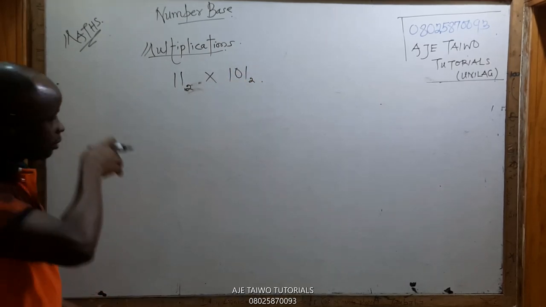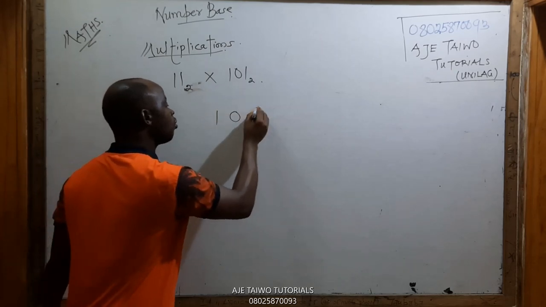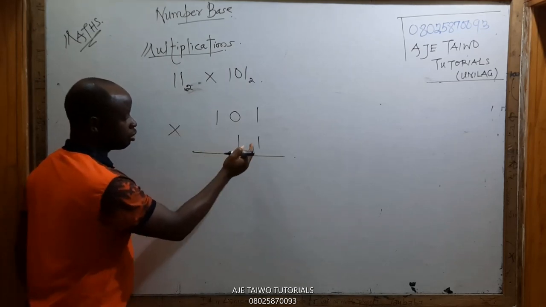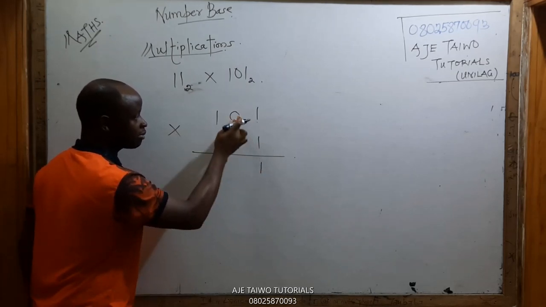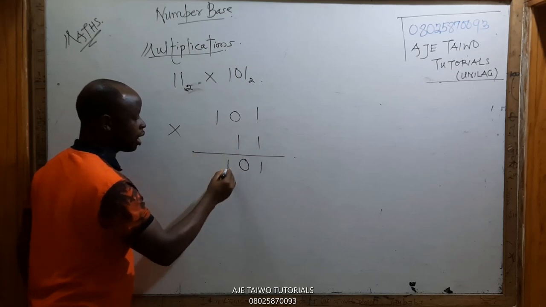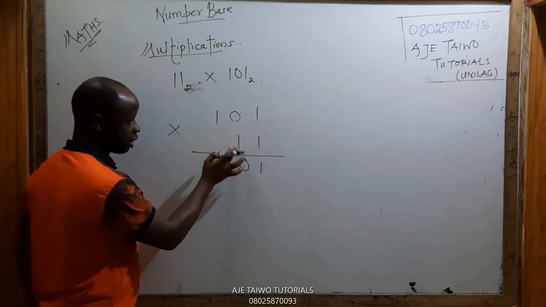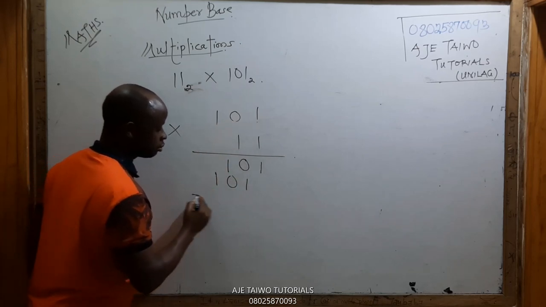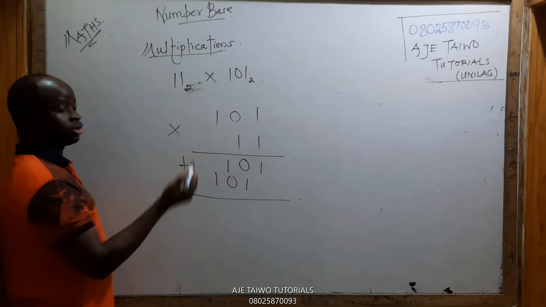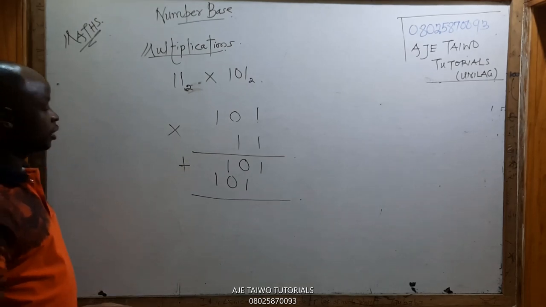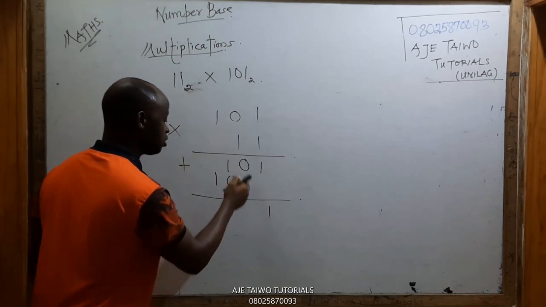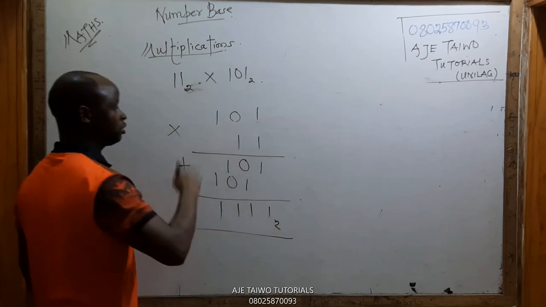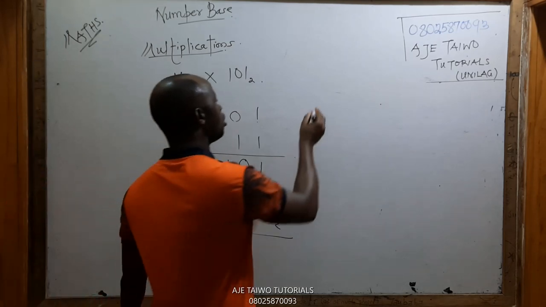It's simple. So let's go. 1 times 1 is 1. 1 times 0 is 0. 1 times 1 is 1. Then take this one out. 1 times 1 is 1. 1 times 0 is 0. 1 times 1 is 1. You are done. You have to add. Bring this one down, 1. Bring here down, 1. Base 2. This one, no stress. You are done.